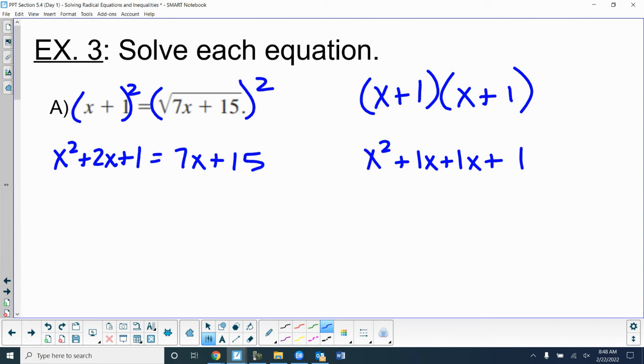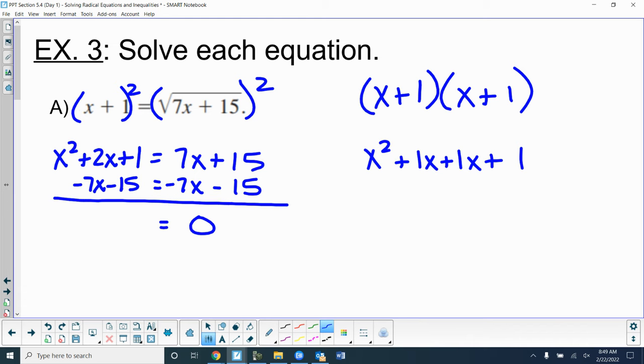So what kind of equation do we call it when it's got an x squared in it? Very good, Vincent. It's a quadratic. To solve a quadratic, we got to set it equal to 0, right? So we're going to subtract the 7x and the 15 to get the right side to be 0, because we want the x squared and all of this together. What's that? Negative 5x minus 14.